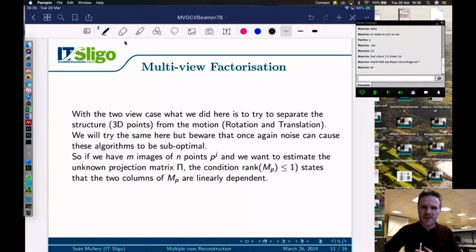So with the 2 view case, what we did here was we tried to separate the structure, the 3D points, from the motion, which is the rotation and translation. We'll try the same here, but beware that once again, noise can cause these algorithms to be suboptimal.